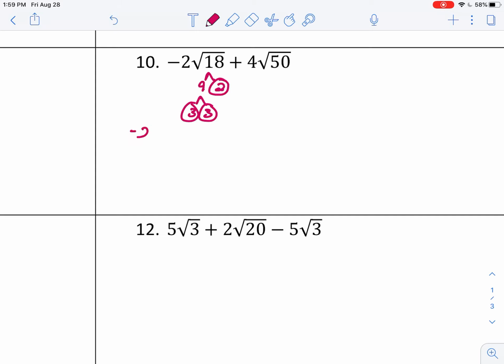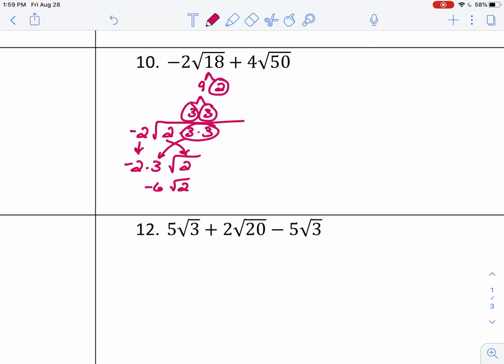So I'm going to rewrite it. The negative 2 is still out front. Inside will be a 2, a 3, and a 3. Pairs make perfect squares. So since that's a 9, the square root of 9 is 3. Inside my radical is still a 2 because nobody paired up with them. There's still a negative 2 in the front, which means that first term was negative 6 square root 2.